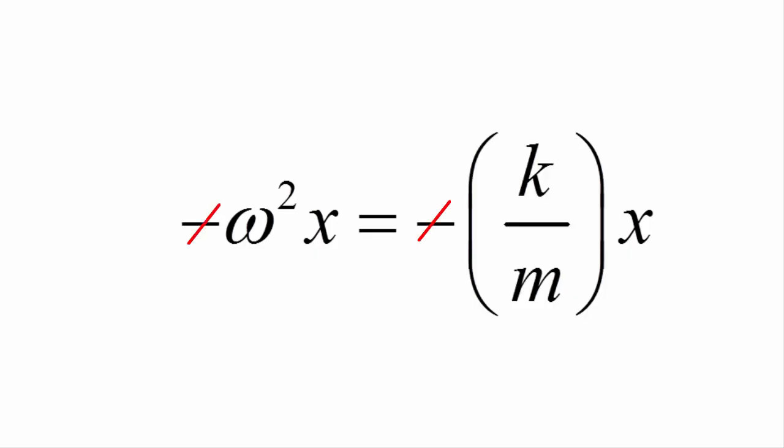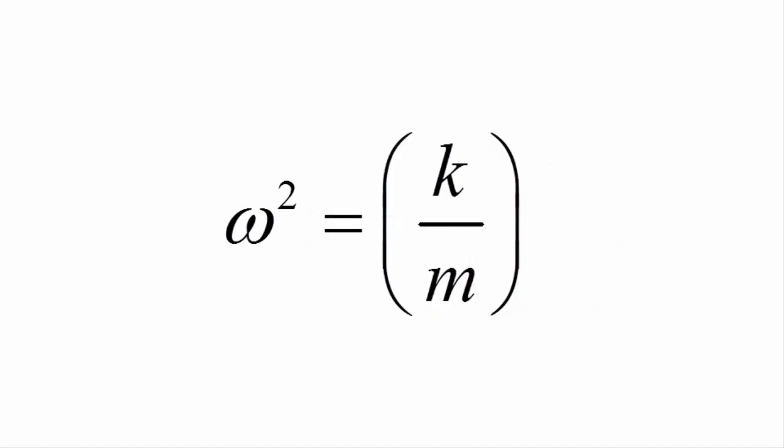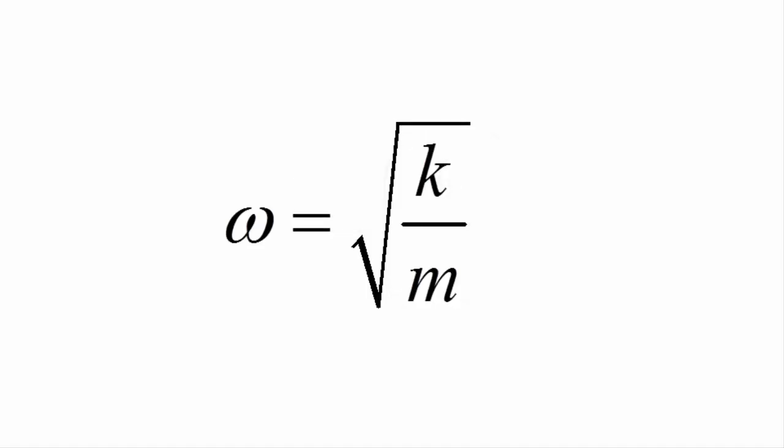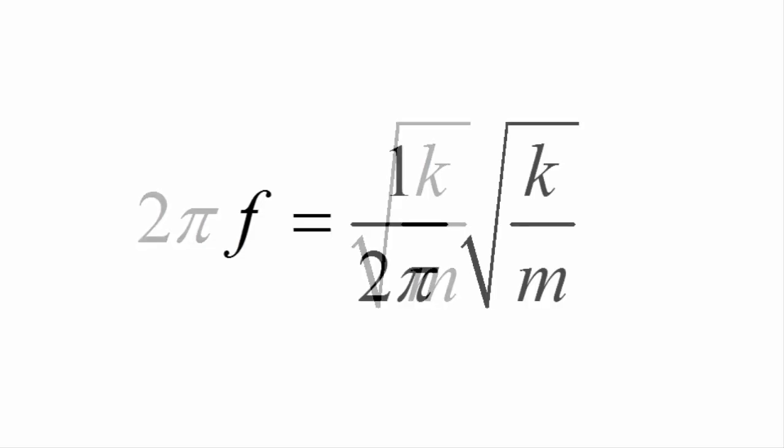Eliminating the negative signs and x on both sides of the equation shows that the square of the angular frequency is equal to the ratio of the spring constant to the mass. Thus, the angular frequency is equal to the square root of the spring constant divided by the mass. Since the angular frequency is equal to 2 pi times the frequency of oscillation, then the frequency must be equal to 1 over 2 pi times the square root of the spring constant divided by mass.